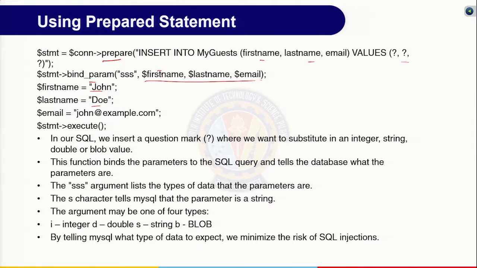This function will bind the parameters to the SQL query and tells the database about the information of the parameters. The "ss" argument present lists the type of data that the parameters belong to. The s character tells MySQL that the parameter is a string. The argument can be any of the four types: s stands for string, d for double, i for integer, and b for blob. By telling MySQL what type of data to expect, we also minimize the risk of SQL injections.